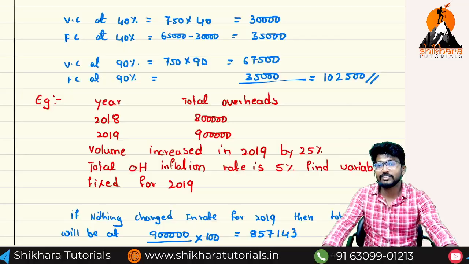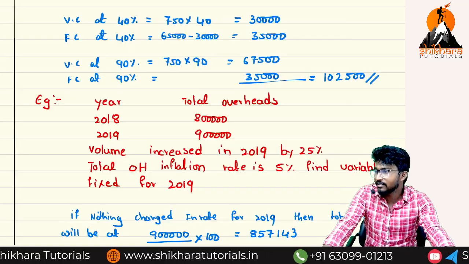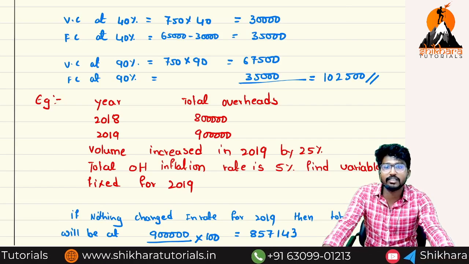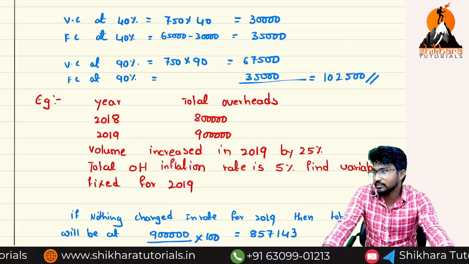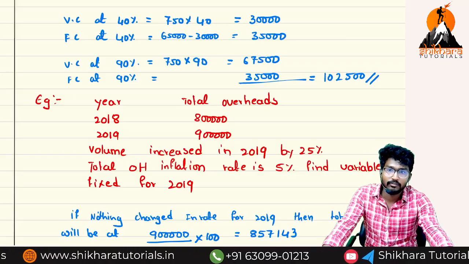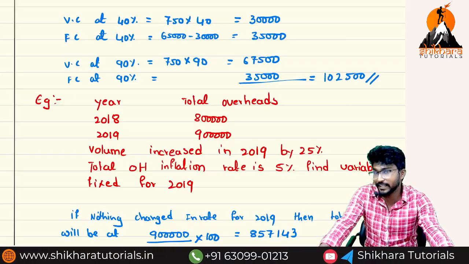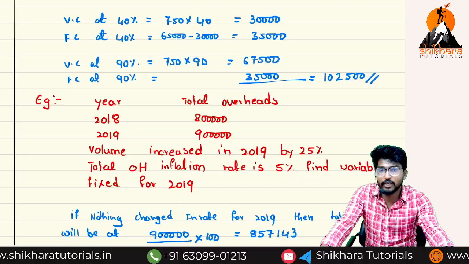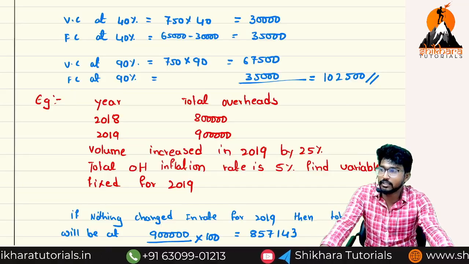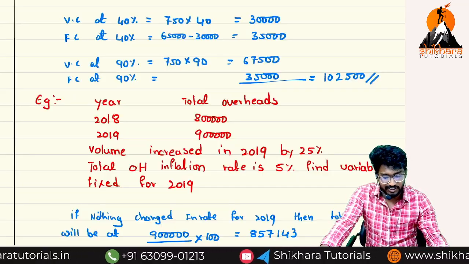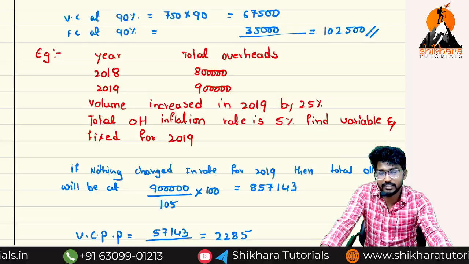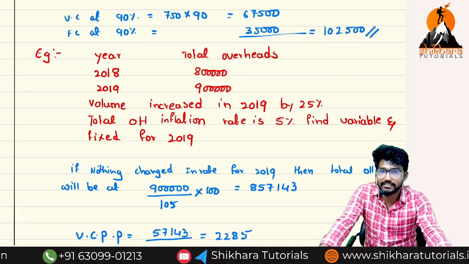So you have to remember always one thing. Whenever two variables are there, make one thing constant. Always make the fixed cost or rates constant and calculate the variable cost per unit, then you will get the answer. It is basic math. It is not basically costing. It is just basic math.